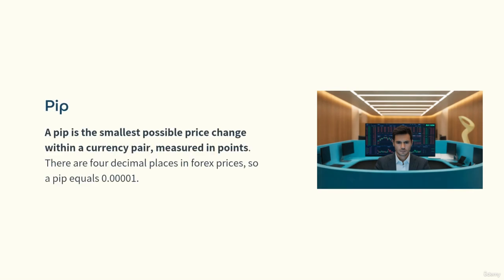PIP. A PIP is the smallest possible price change within a currency pair, measured in points. There are 4 decimal places in Forex prices, so a PIP equals 1/10,000th.